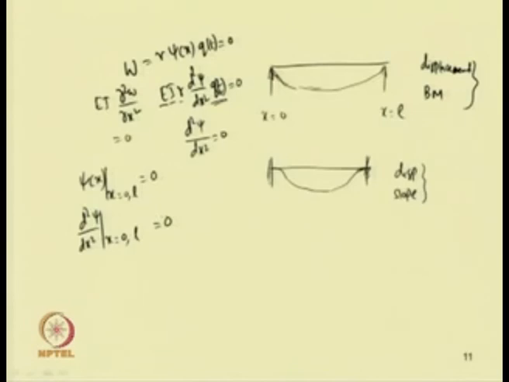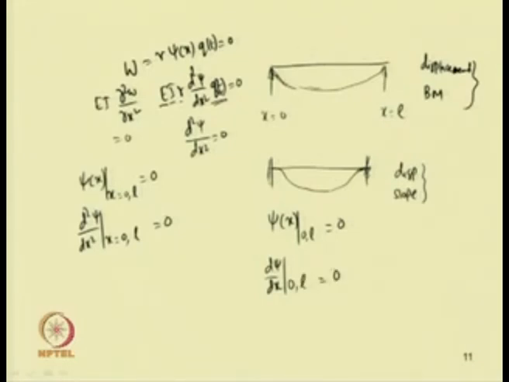So, this is for the simply supported beam, and in case of the fixed beam, one has both displacement and slope equal to 0. In that case one can show that psi x at 0 and L equal to 0. Similarly, d psi by dx, which corresponds to the slope, at x equal to L will be equal to 0.